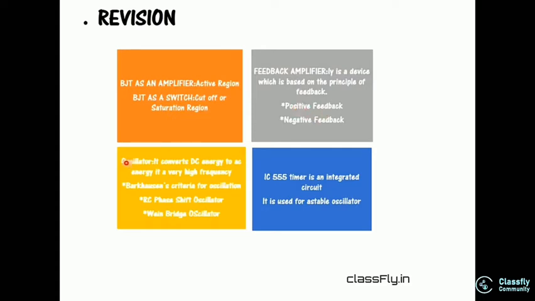The next thing which we have done is the oscillator. What an oscillator basically does is convert DC energy, that means direct current energy, to AC energy, that means alternating current, but at a very high frequency. We have done two types of oscillator here, and one criterion for oscillation, the Barkhausen criterion. There are 2 to 3 points which we have done.